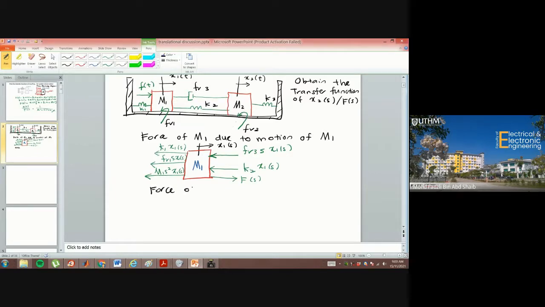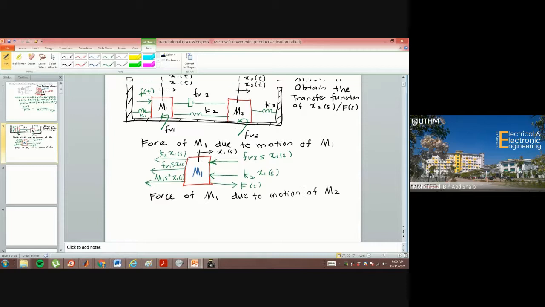And then force of M1 due to motion of M2. Okay, force of M1 due to the motion of M2.